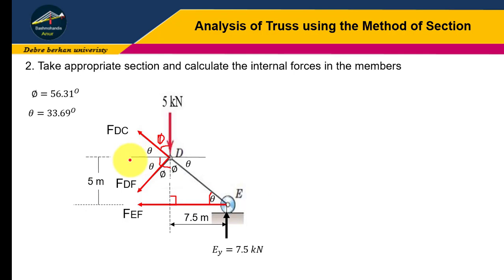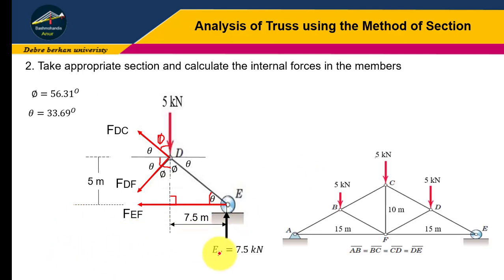At joint D, draw a horizontal line and a vertical line to get the lengths. The length is already equal, 15 divided by 2, so it is 7.5 meters. This is the distance to the line of action. Okay?